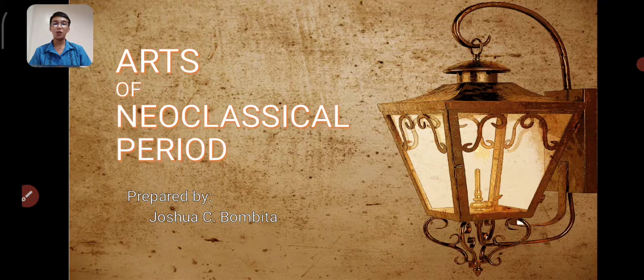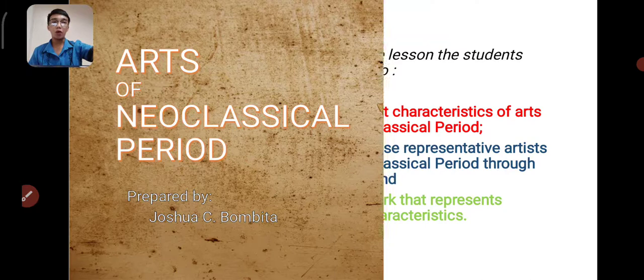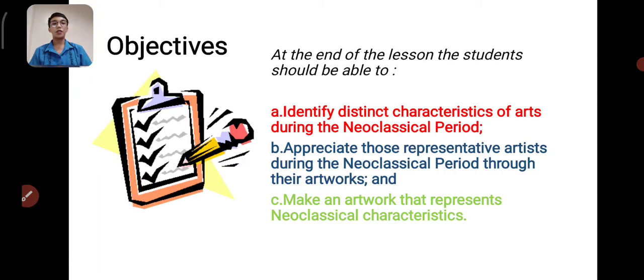Okay, so as you can see on your screen, our topic for today is all about arts of the Neoclassical period. First, let me read to you our objectives. At the end of the lesson, the student should be able to: first, identify distinct characteristics of arts during the Neoclassical period; second, appreciate those representative artists during the Neoclassical period through their artworks; and lastly, make an artwork that represents Neoclassical characteristics.